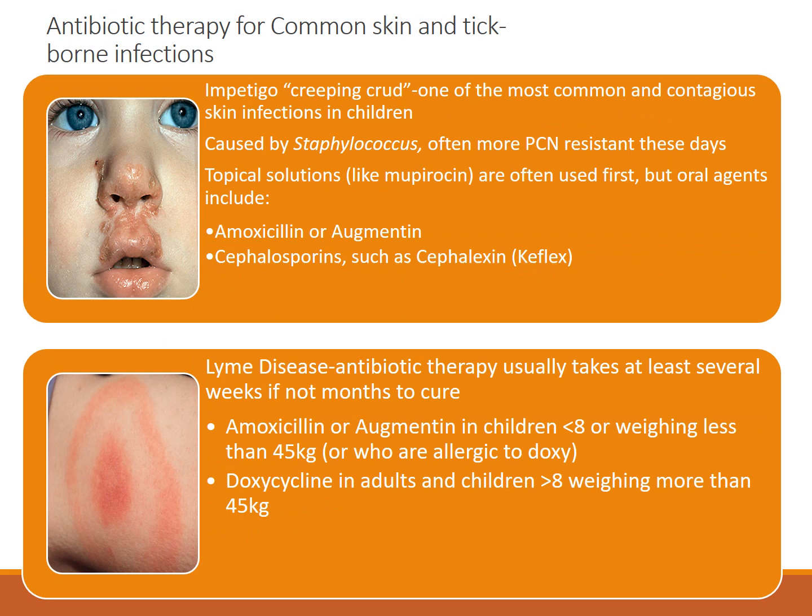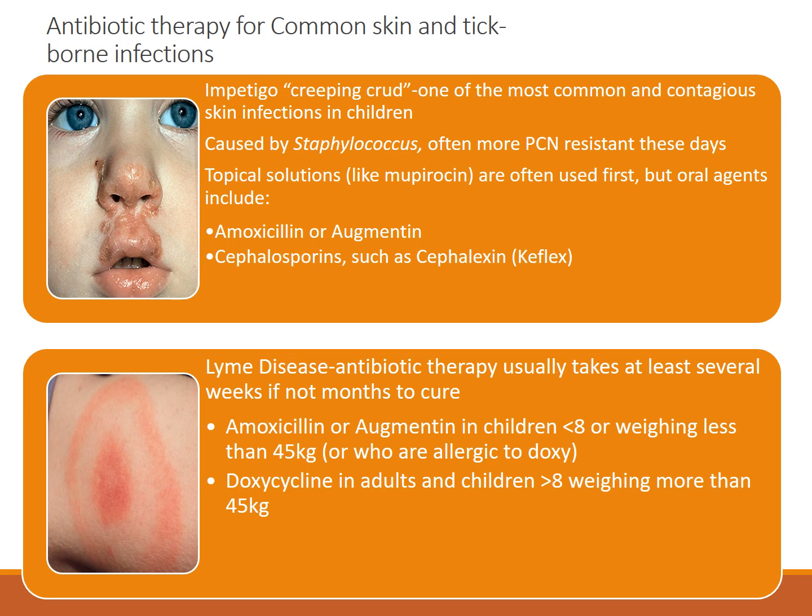Okay, so common skin and tick-borne infections. So impetigo, also called the creeping crud, is one of the most common and contagious skin infections in children, and that's a staph infection, which is more and more penicillin resistant these days. So most of the time we use a topical solution like mupirocin. I didn't include the other oral agents in there. I just took them out. Most likely it's just mupirocin.